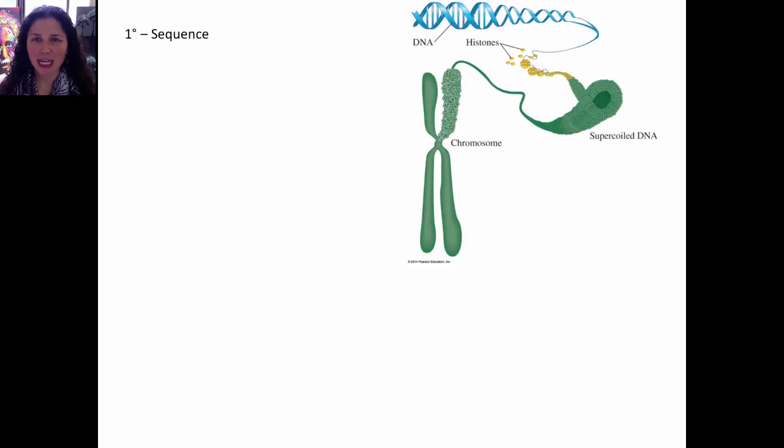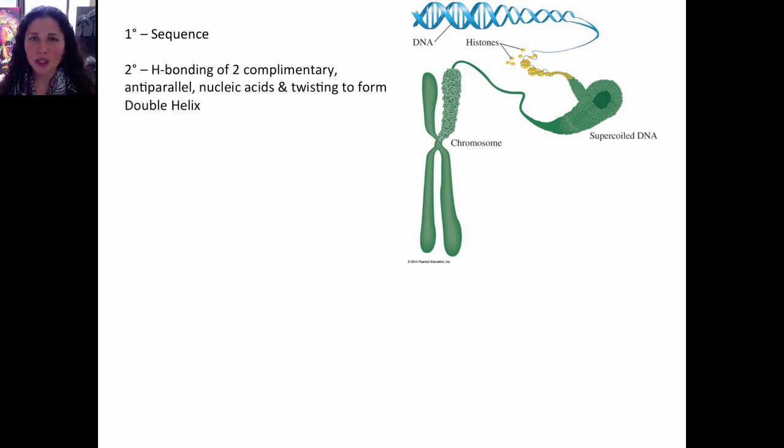Here's a figure from your textbook that represents the different levels of DNA structure. The primary structure is not represented well, but it is the sequence of bases in the DNA. We're going to focus only on DNA right now. DNA has a secondary structure as well. When two complementary strands of DNA come together, they automatically start twisting around each other to form the double helix.